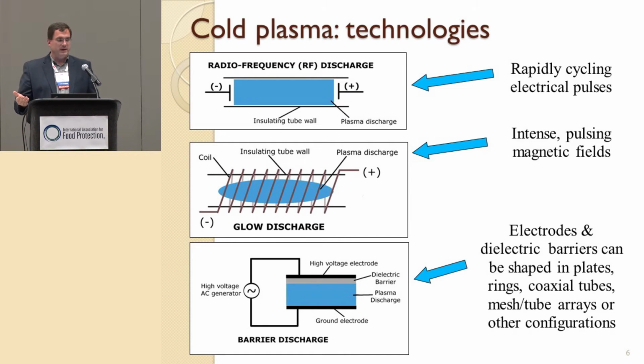A couple of real quick sketchy examples here. One, you can generate plasmas using radio frequency discharges inside a tube, which can be either evacuated or at 1 atmosphere. Rapidly cycling electrical pulses, you can generate the plasma inside. Once you've generated that plasma, you've ionized the gas, now you have to do something with it. And there are ways you can move that plasma with gas jets or with magnetic fields or with other kinds of systems. You can also use intensely pulsed magnetic fields to create glow discharges. You can use dielectric barriers to create a plasma. And then again, once you've generated it, you have to do something with it.